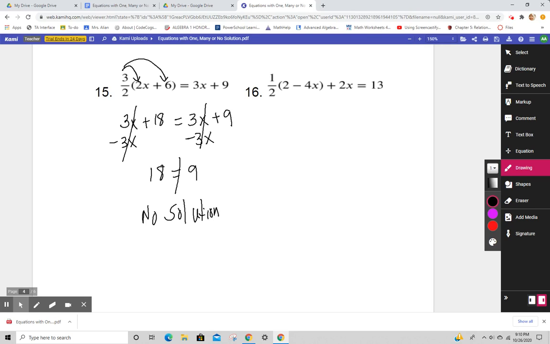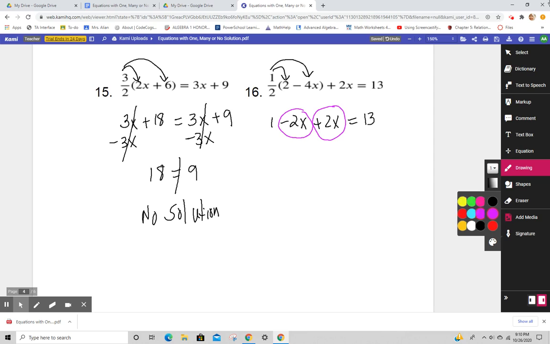Half of 2 is 1. And half of 2 is 1. And half of 4 is 2 minus 2x. Plus 2x equals 13. Combine your x terms together. 1 is positive, 1 is negative. That means they're gone. They cancel each other out. So that gives me 1 equals 13. That's not true. So there's no solution.